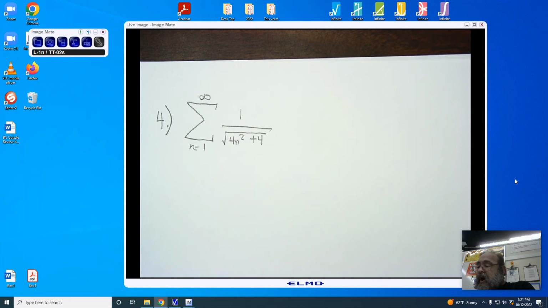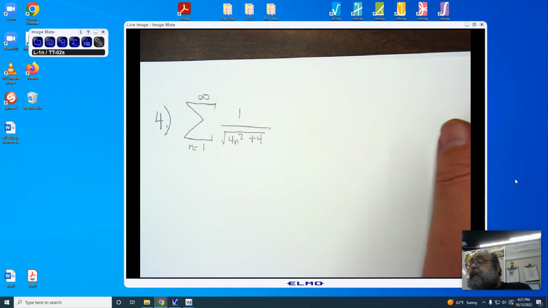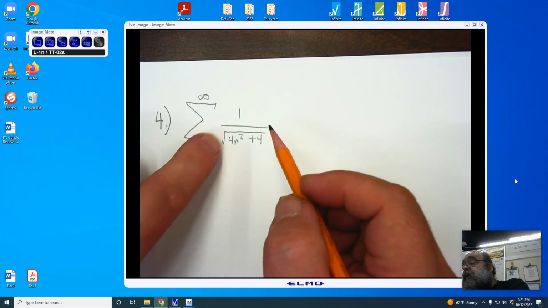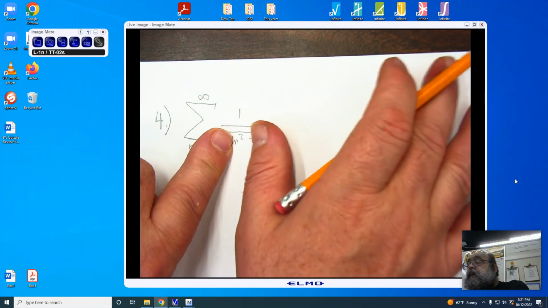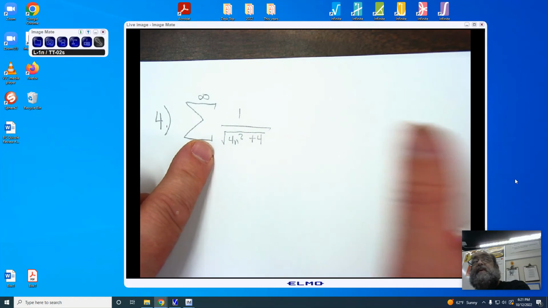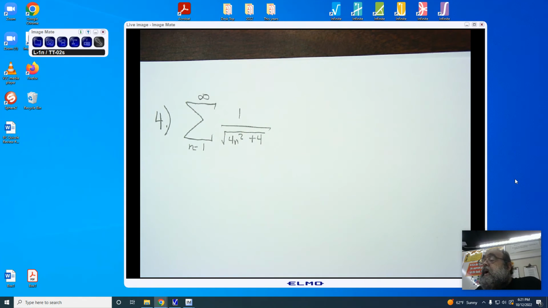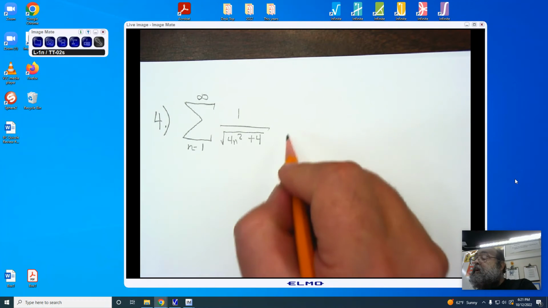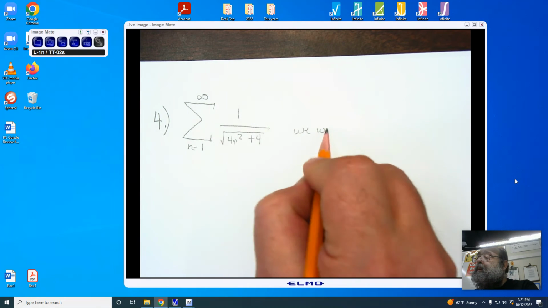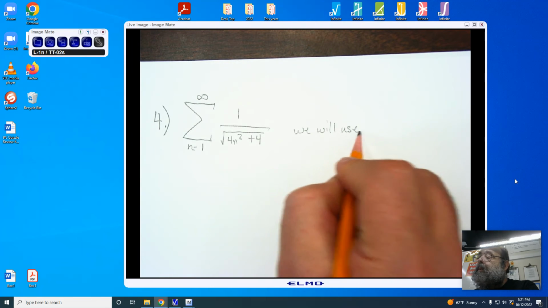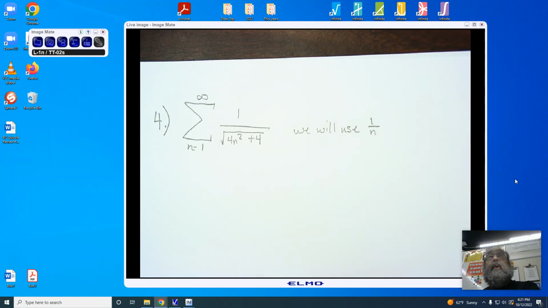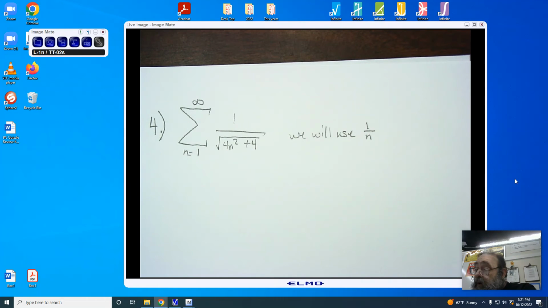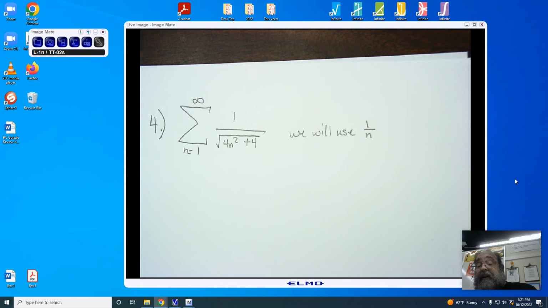Step one, we have to start by asking ourselves, what are we working with? And you'll notice I'm going to ignore the 4's, and I'm only looking at the square root of n squared. The square root of n squared is n, so 1 over that is 1 over n. So that's what I'm going to work with. We will use 1 over n. And you'll notice 1 over n is a harmonic diverging series when we put it as a series from n starting at 1 to infinity. So please just be aware of that.